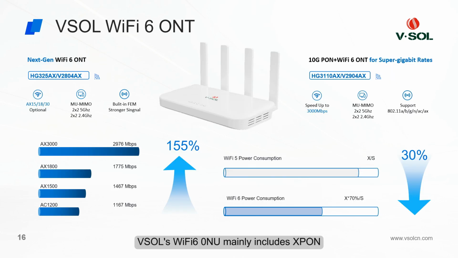VSOL's Wi-Fi 6 ONU mainly includes XPON HG325AX or V2804AX, and 10GPON HG3110AX, or V2904AX. Among them, HG325AX can provide AX1500, AX1800, and AX3000. Wi-Fi MU-MIMO 2.4G and 5G receive and send separately, with built-in FEM for stronger signal.